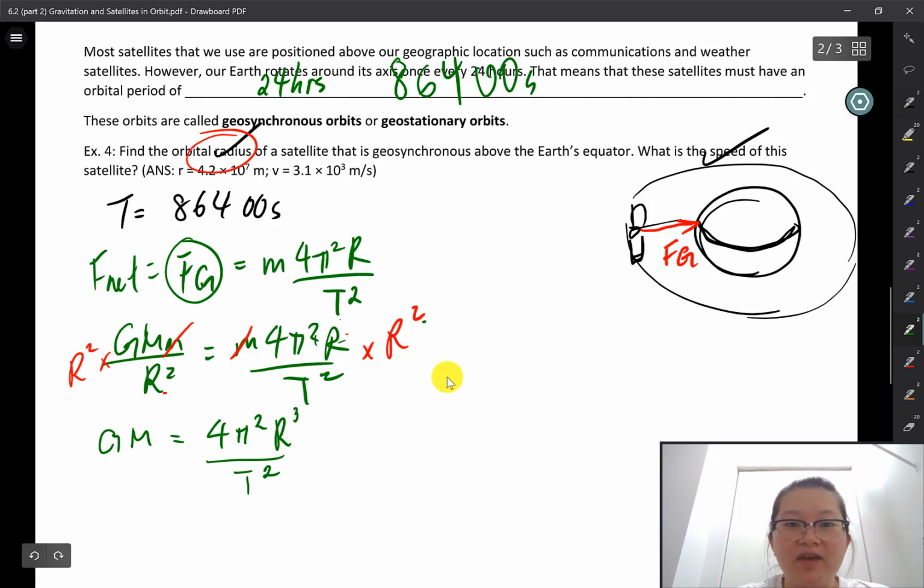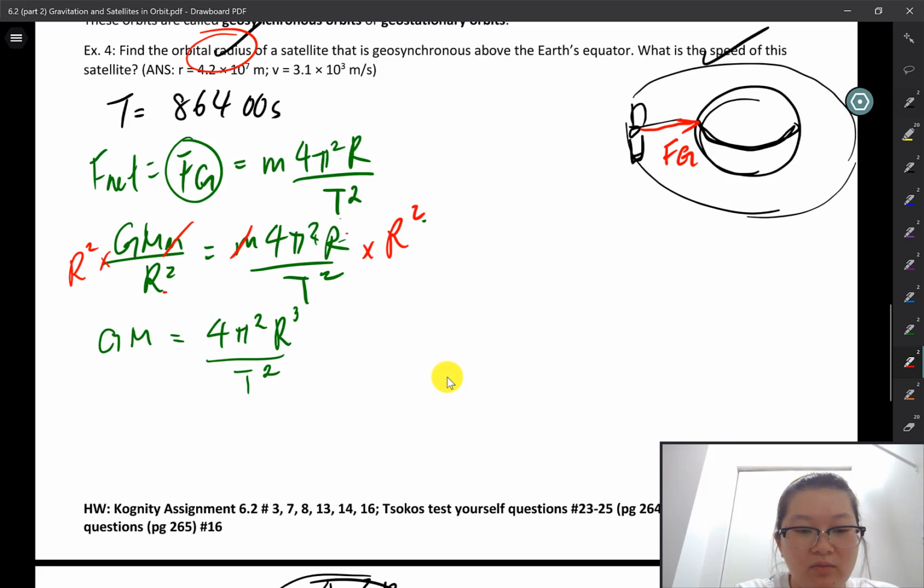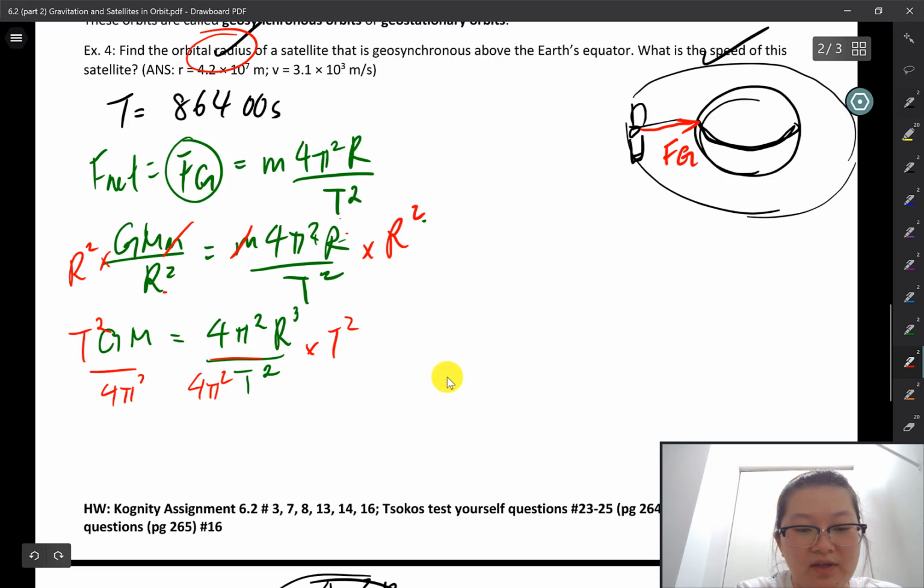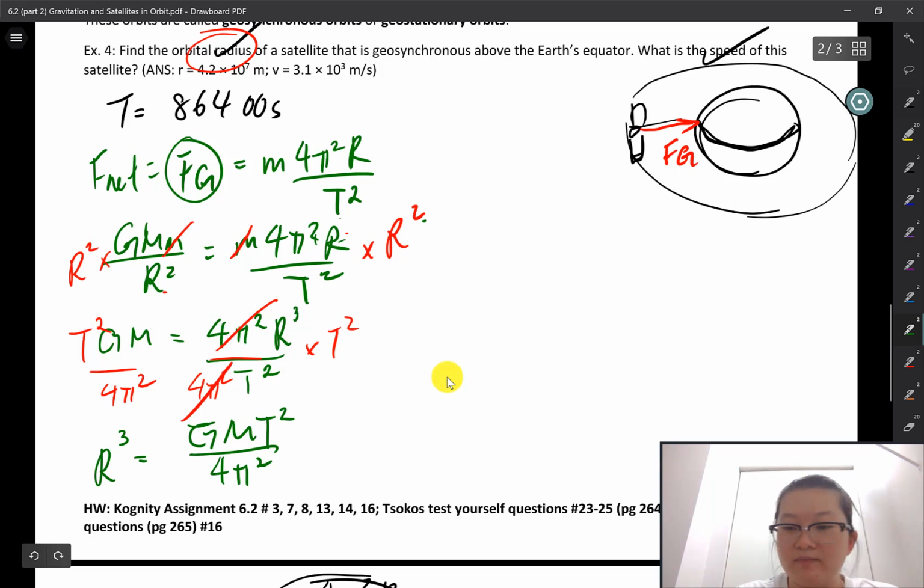We want to move everything that is not r to the other side because we want to solve for orbital radius. So we're going to move t squared to the top, okay, so that's going to be multiplied to the top. Everything else we're going to divide. So divided by 4 pi squared, divided by 4 pi squared over here, that's going to get rid of this. And ultimately, we're going to be left with orbital radius to the power of 3 equals to big G, big M, t squared over 4 pi squared.